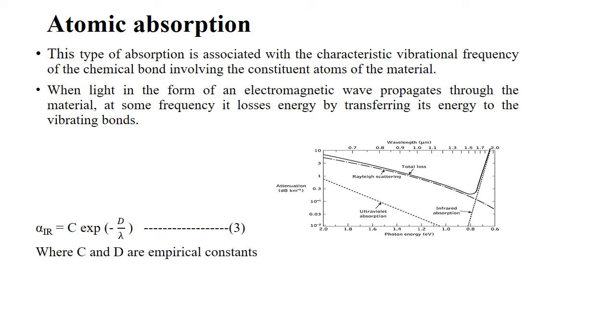Next one, atomic absorption. This type of absorption is associated with the characteristic vibrational frequency of the chemical bonds. When light in the form of an electromagnetic wave propagates through the material, at some frequency it loses energy by transferring the energy to the vibrating bonds. That is, alpha IR is equal to C exponential of minus D by lambda. Here C and D are empirical constants and lambda is the wavelength.